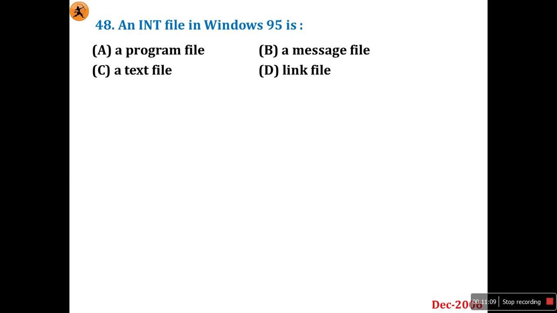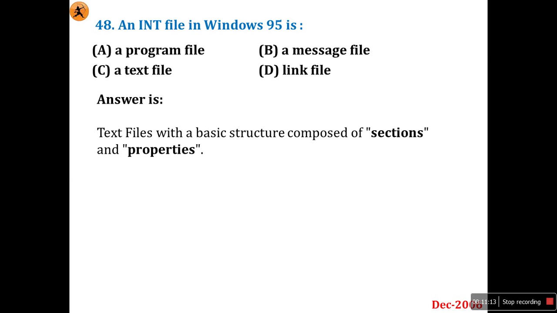Okay, again message oriented, but we should know, we should see text file with the basic structure composed of sections and properties. Means what? An INI file in Windows 95 is a text file with a basic structure composed of sections and properties. So this is some knowledge oriented only. Okay, next one, option C is the right answer.